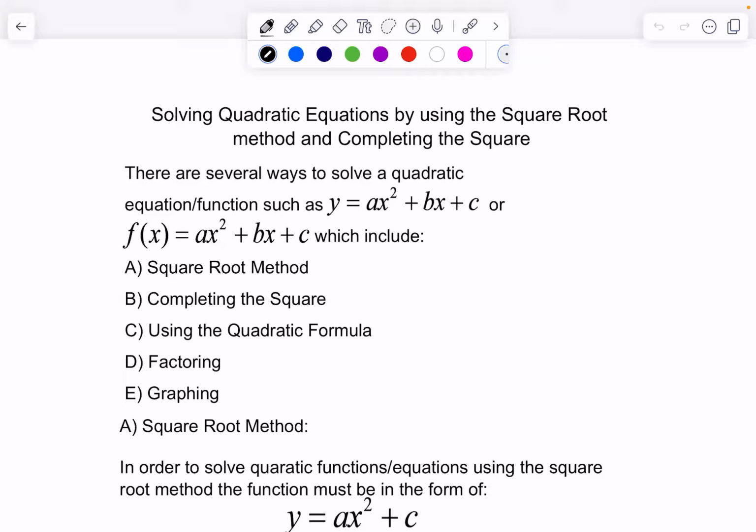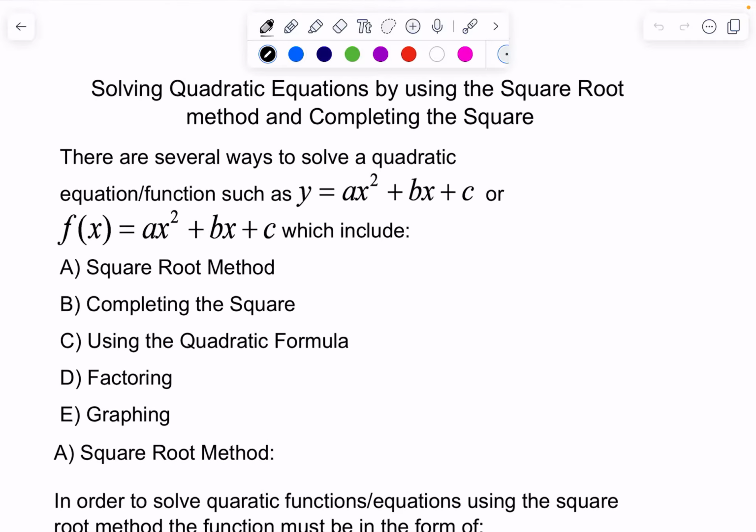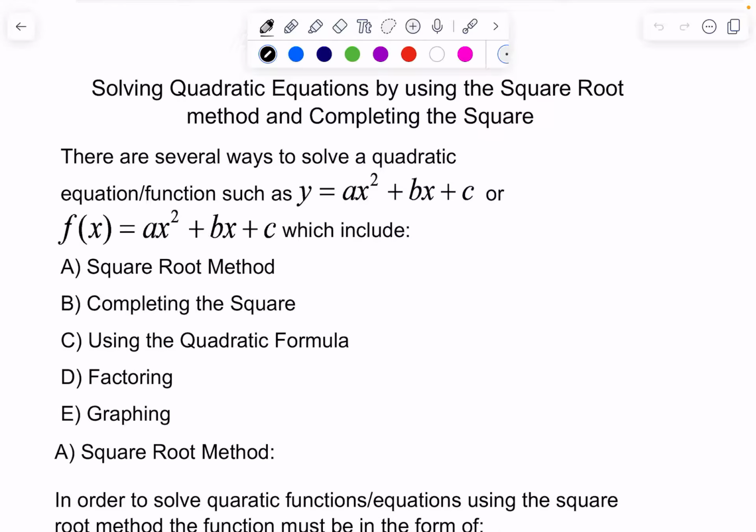Today we're going to learn how to solve quadratic equations by using the square root method and completing the square. So let's get right to it.